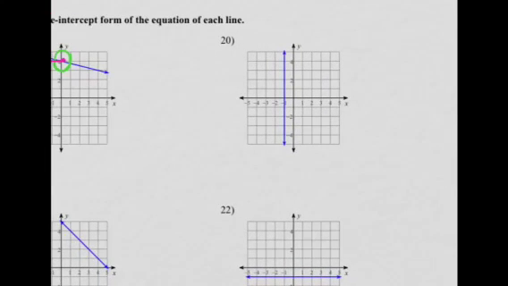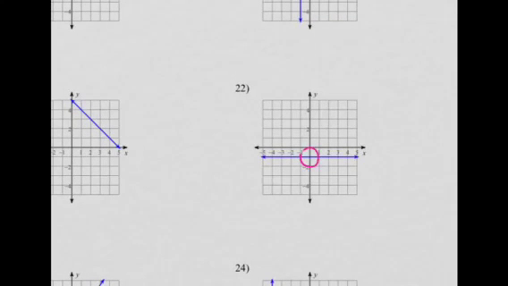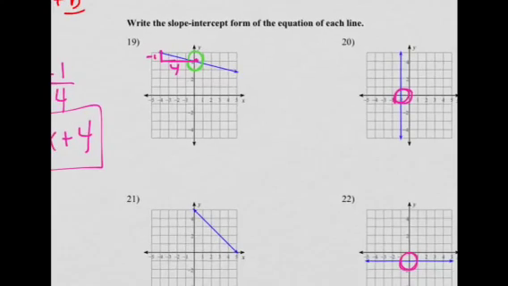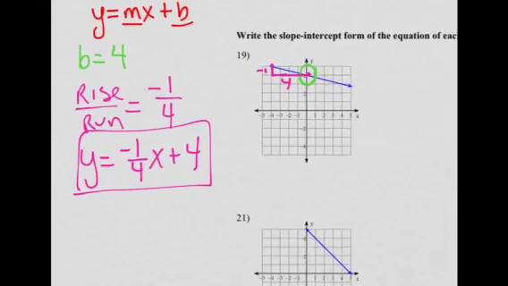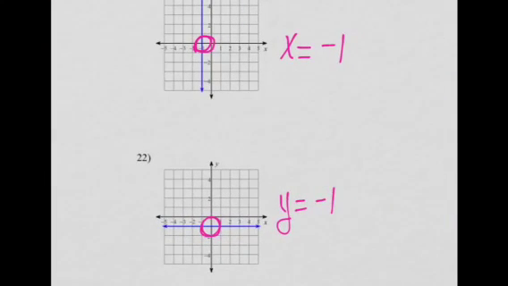We have 2 more. Here is a vertical line that goes through x equals negative 1, so that's the equation of our line. We have a horizontal line that goes through the y-axis at negative 1, so that would be y equals negative 1. Notice the slanted lines, they get y equals mx plus b. The vertical and horizontal lines, those are our special cases. They get x equals negative 1. If it goes through the y-axis, it's a y equals.